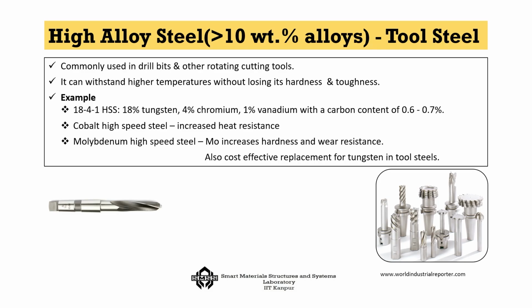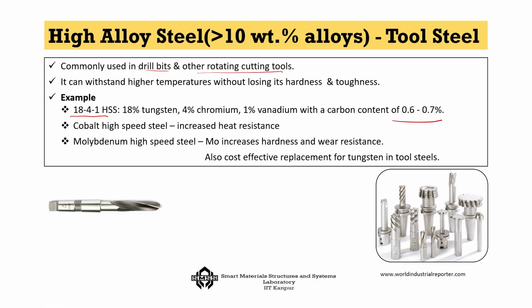Now, if we go for high alloy steels, which have greater than 10 weight% alloys, then as I have just now told you, tool steel is one of the very important ones, which is continuously used in drill bits and other rotating cutting tools. It can withstand higher temperature without losing its hardness and toughness. So, one example of tool steel is this HSS 18-4-1, which has about 18% tungsten, 4% chromium and 1% vanadium, with a carbon content remaining about 0.6 to 0.7%.